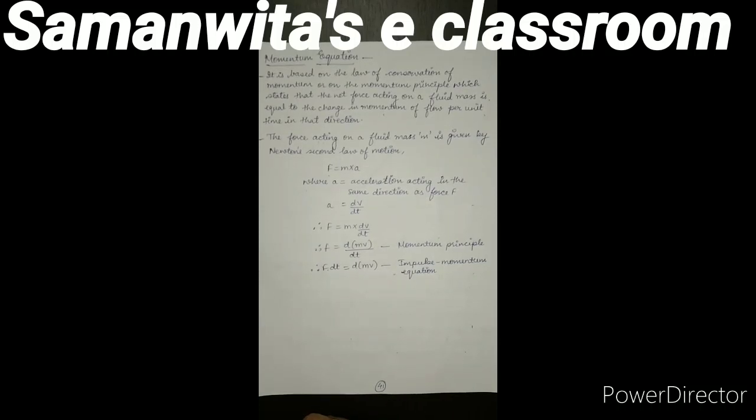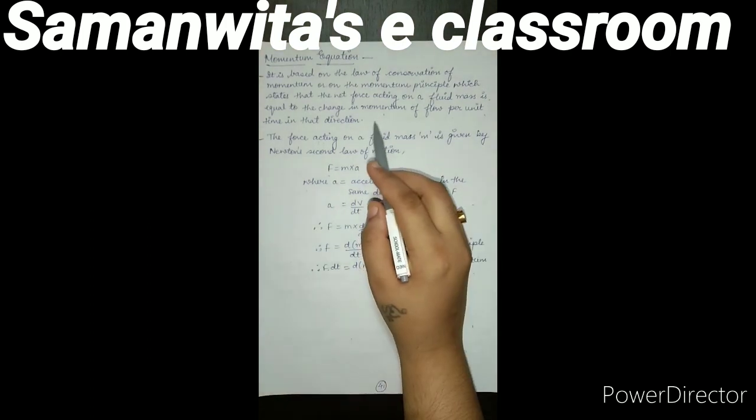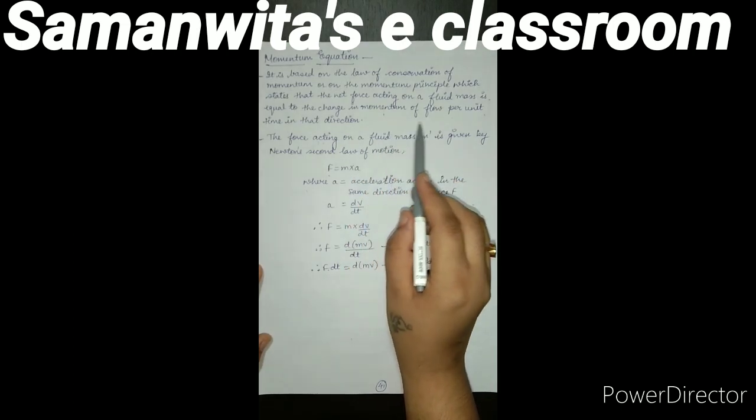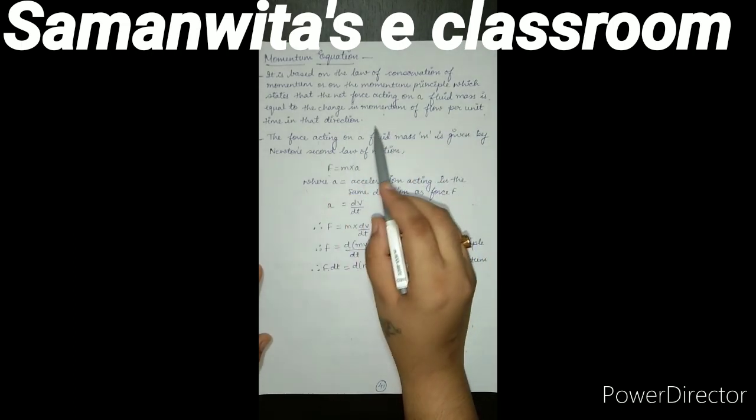Hello everyone, welcome to the next session on forces on bend. Before seeing the equations which we use for calculating the forces on a bent pipe, we will first see what the momentum equation is. The momentum equation says that the net force acting on a fluid mass is equal to the change in momentum of the flow per unit time in that direction.